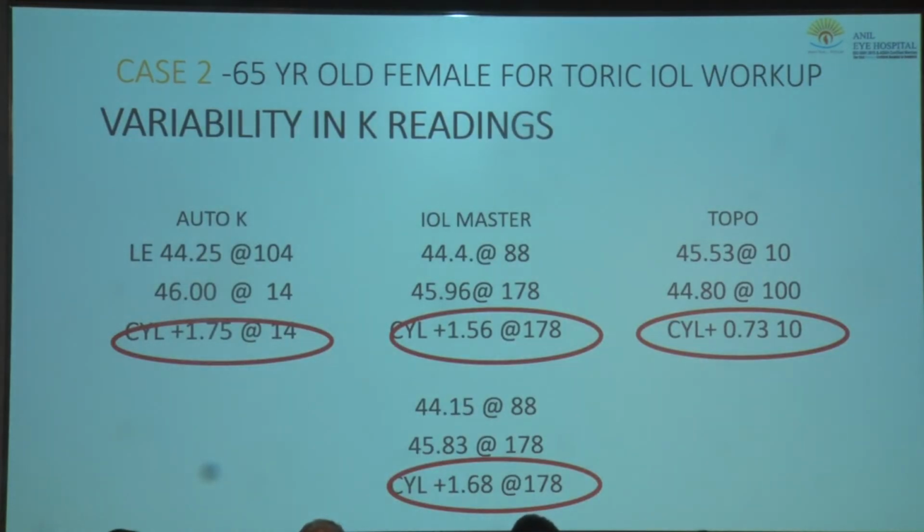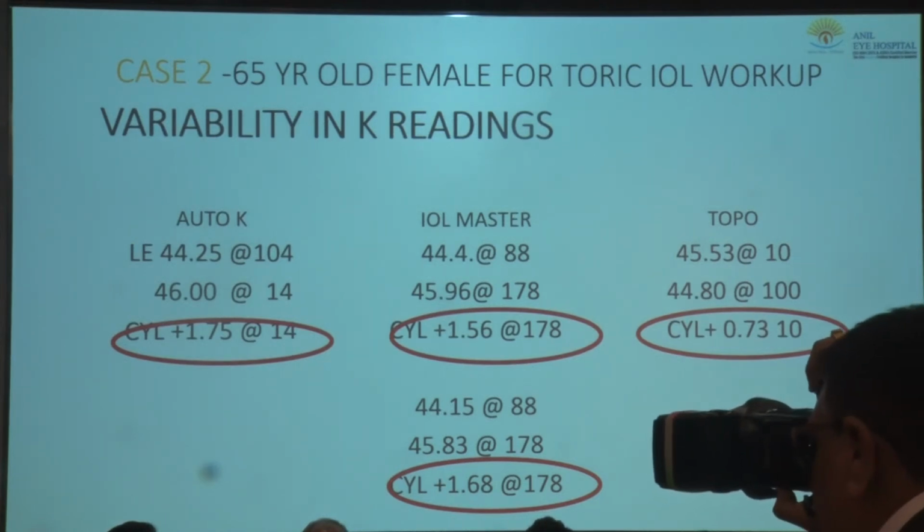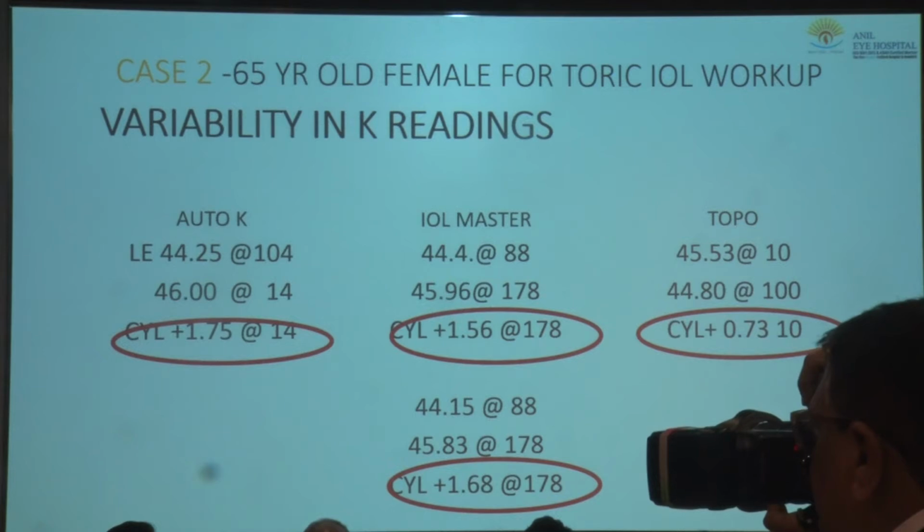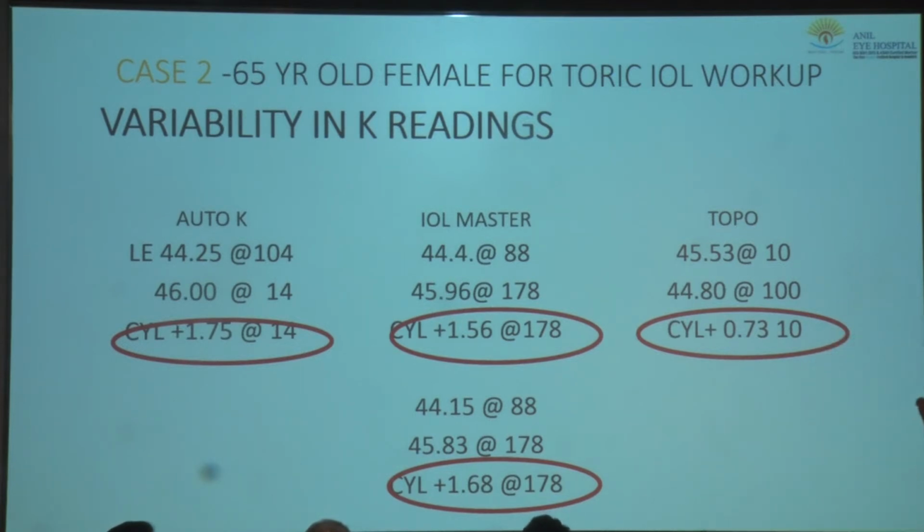Now this was another patient, a 65-year-old male who came for a toric IOL workup. Usually we need to check keratometry on at least 2 or 3 instruments and see whether they correlate or not. You cannot just do an auto K or a manual K and then stop at that. Ideally we always repeat it on another day, or if not possible at least on the same day, and see whether the readings are repeatable or not.